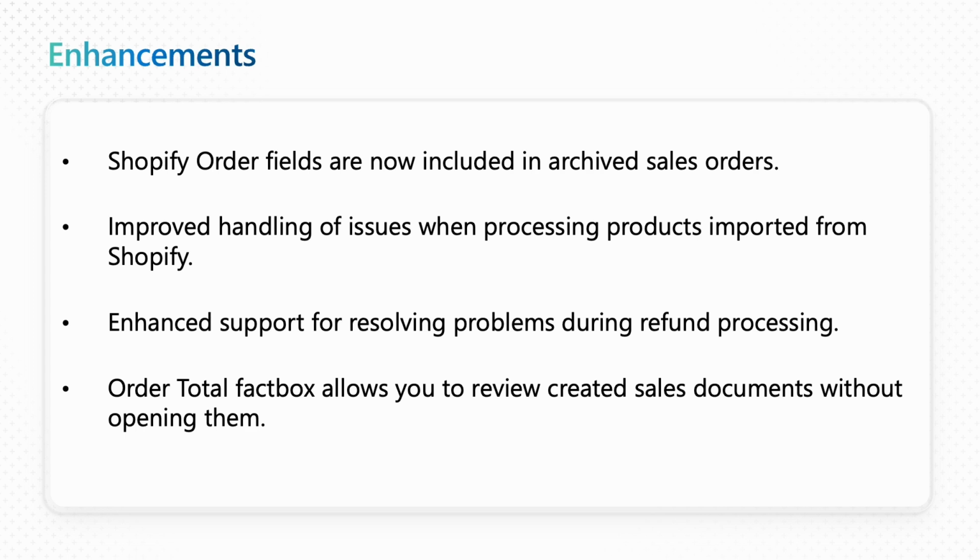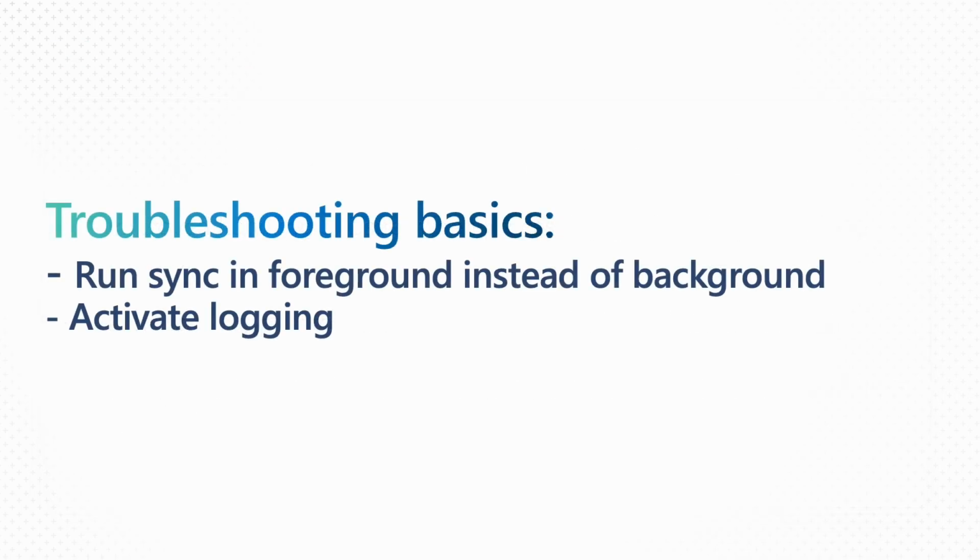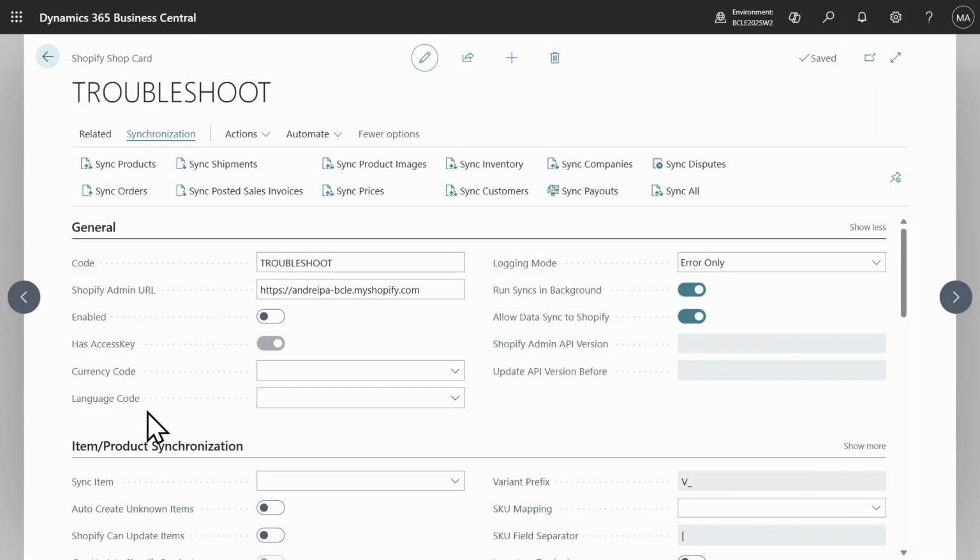So instead, I decided to remind you of all the troubleshooting capabilities we have in Business Central today, and I will mention the new additions as we go. Let's start. Business Central, Shopify Shop Card, and my first recommendation is to run sync in the foreground when you do troubleshooting or when you are setting up the connector for the first time.